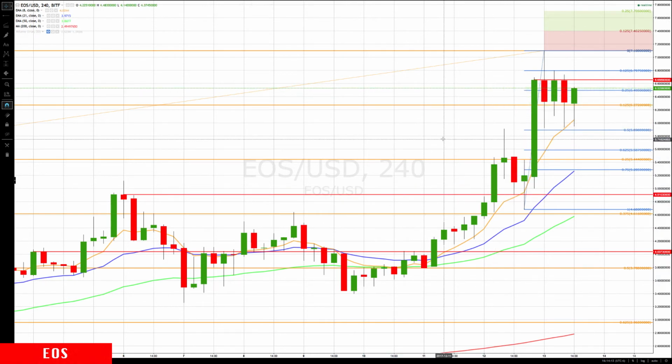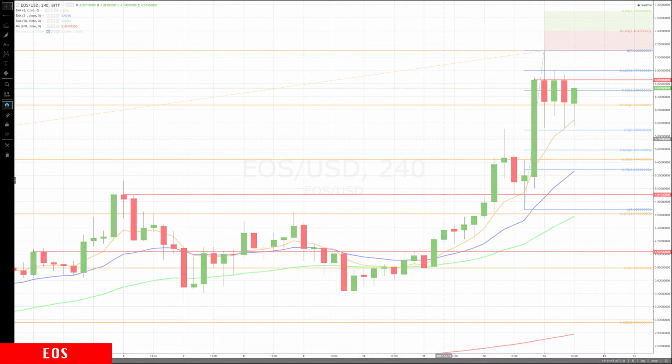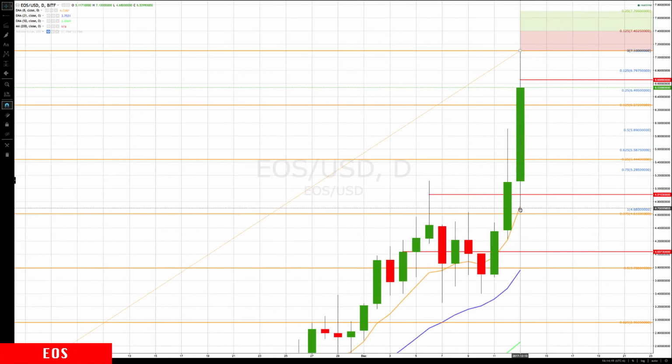Let's remove this other level and now check in on the daily on EOS. So you see the 8s coming up to help push the price. This is still very overextended, so we can still get the bigger pullback. So just keep that in mind.